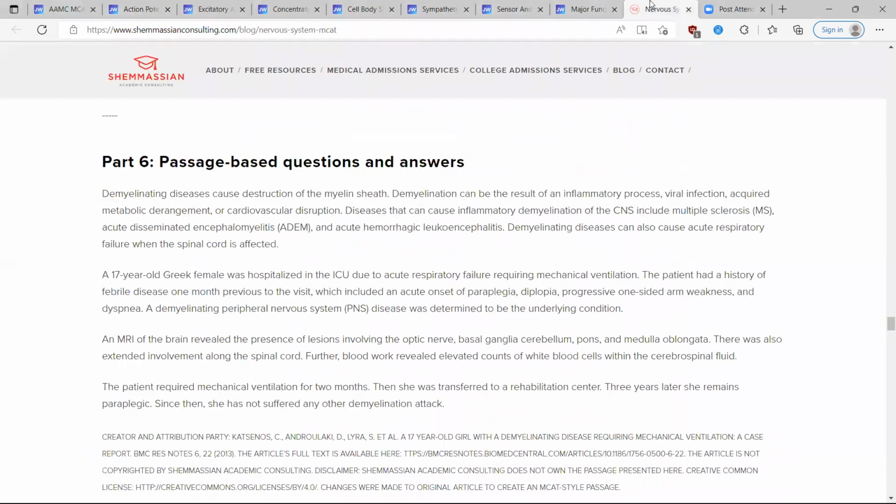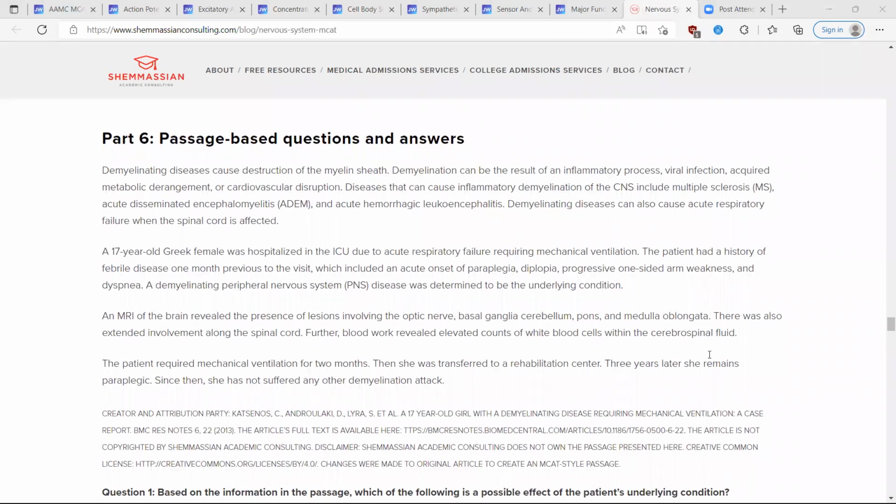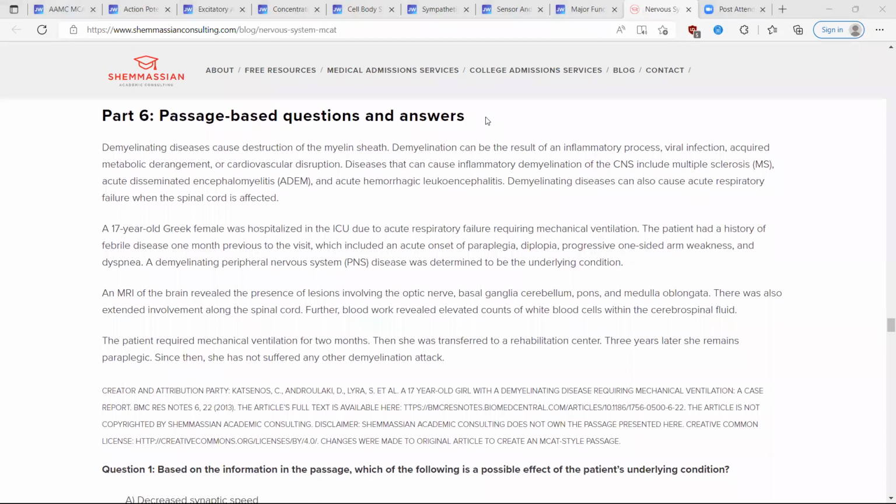Okay, so now we basically covered most of what there is to talk about with the nervous system. So now let's dive into a passage. So let's just read this together, I think.